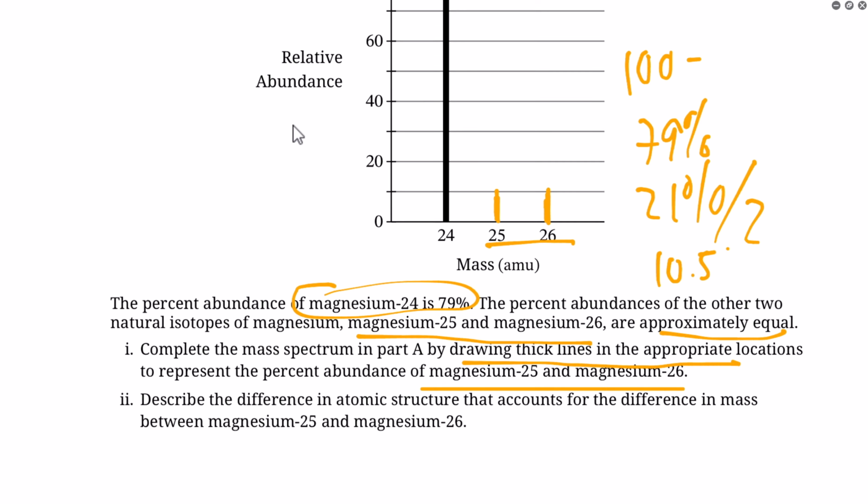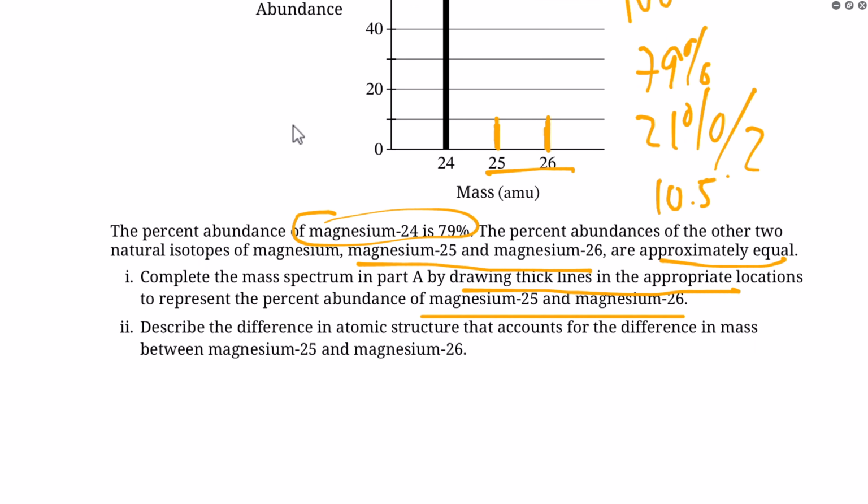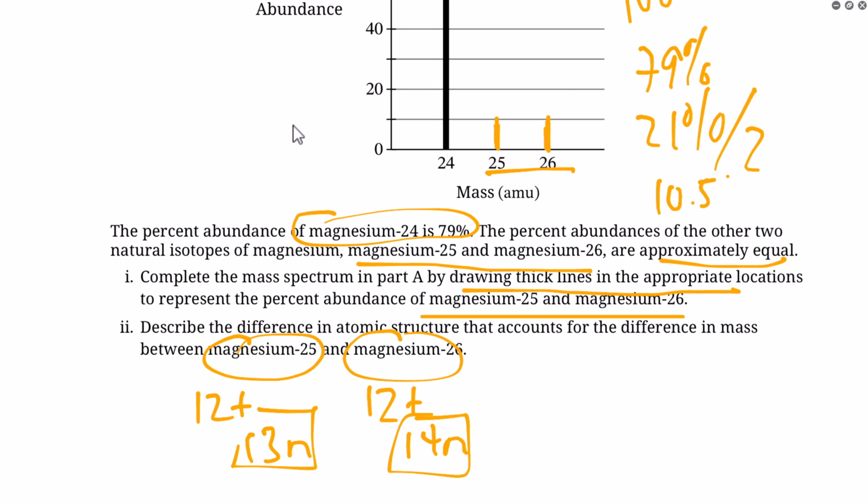It says, describe the difference in atomic structure that accounts for the difference in mass between magnesium-25 and magnesium-26. Well, they're both magnesium, so that indicates that they have the same number of protons. So we have 12 positively charged protons here and 12 here. So the difference in atomic structure that's going to account for the difference in mass is the number of neutrons, in which case magnesium-25 contains 13 neutrons, and magnesium-26 contains 14 neutrons. So that is going to account for the difference.